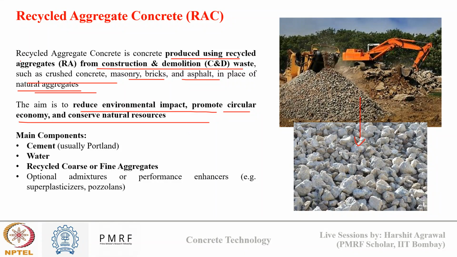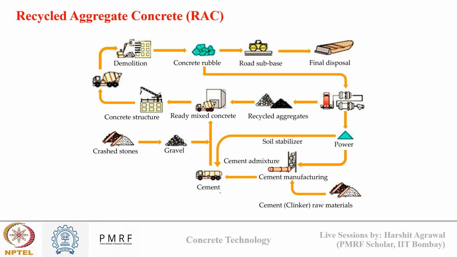Such concrete is made with recycled aggregate, cement, and water, as we use in normal concrete, but instead of natural aggregates, we use recycled coarse and fine aggregate. Additionally, we can have some admixture or performance enhancer, in terms of superplasticizer or pozzolana, if we need. Okay, so this diagram shows the entire process of how C&D waste is processed to make recycled aggregate.